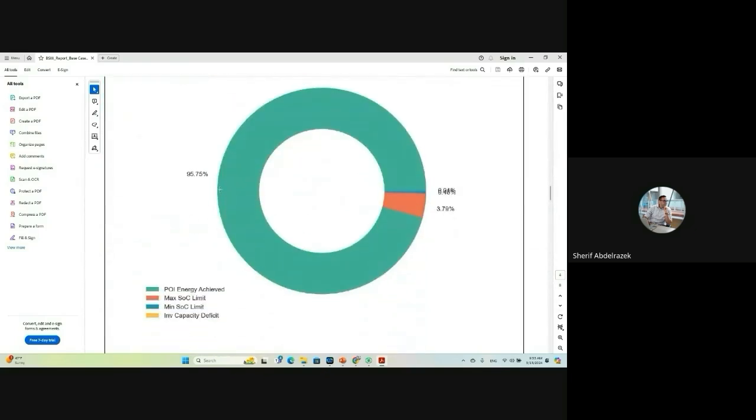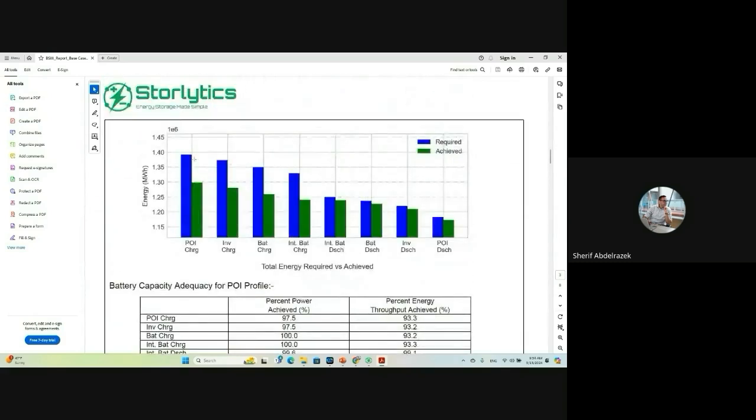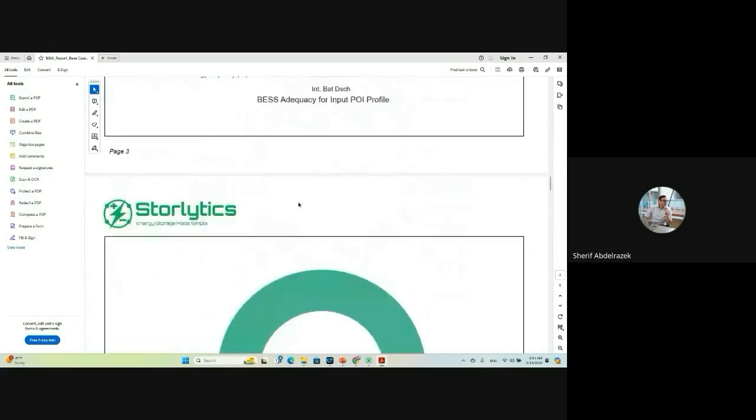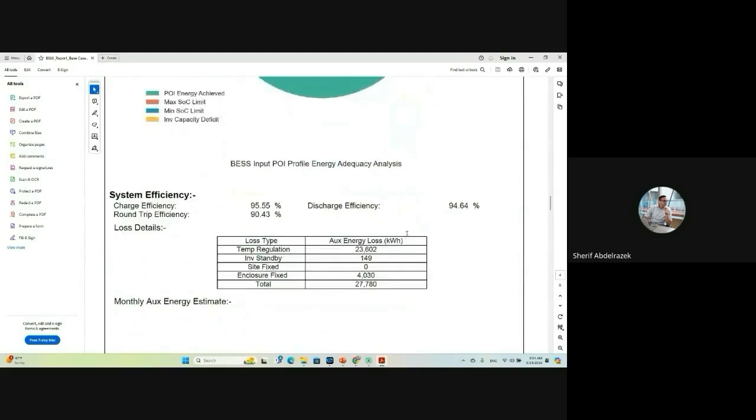97.75% of the time, POI energy achieved. But when it's not achieved, we see 3.8% of the time we had a maximum state of charge limit, limiting us from charging. So remember when he said this delta is bigger here for the charge side, right? Now we know why that's happening, right? We're hitting our state of charge maximum a good deal. Well, just 3.8% of the time.